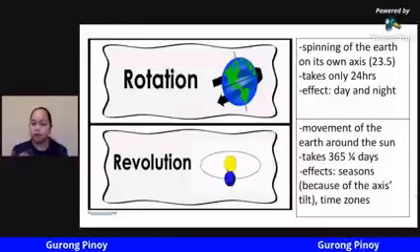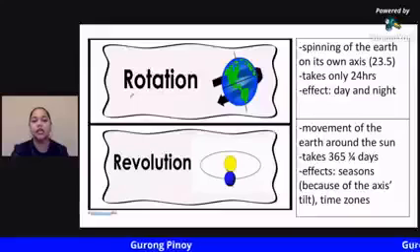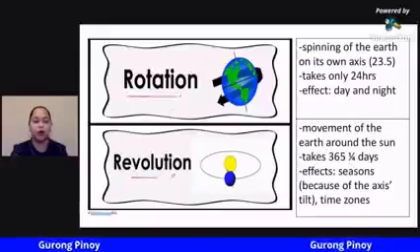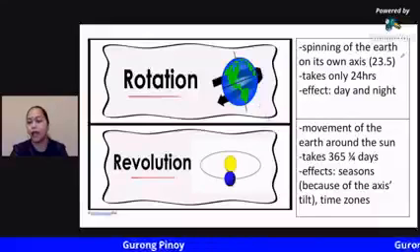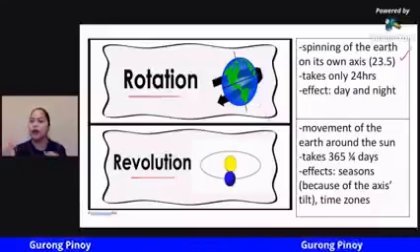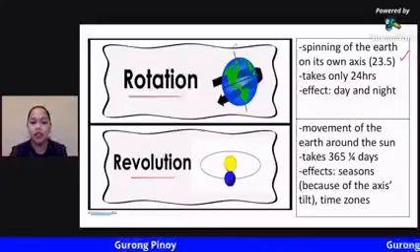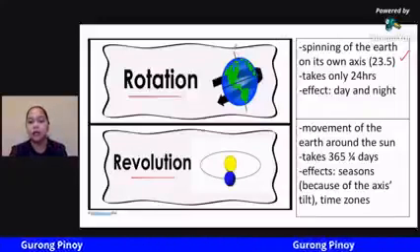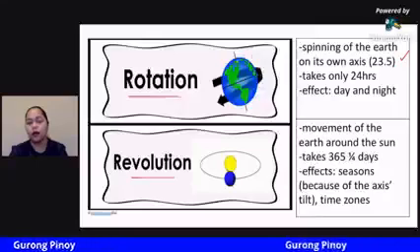We know that the earth actually has 2 movements, and we call these movements rotation and revolution. They are different. When you say rotation, this is the spinning of the earth on its own axis. The axis is this imaginary line that cuts through the earth from the North Pole to the South Pole. So the earth just spins there.